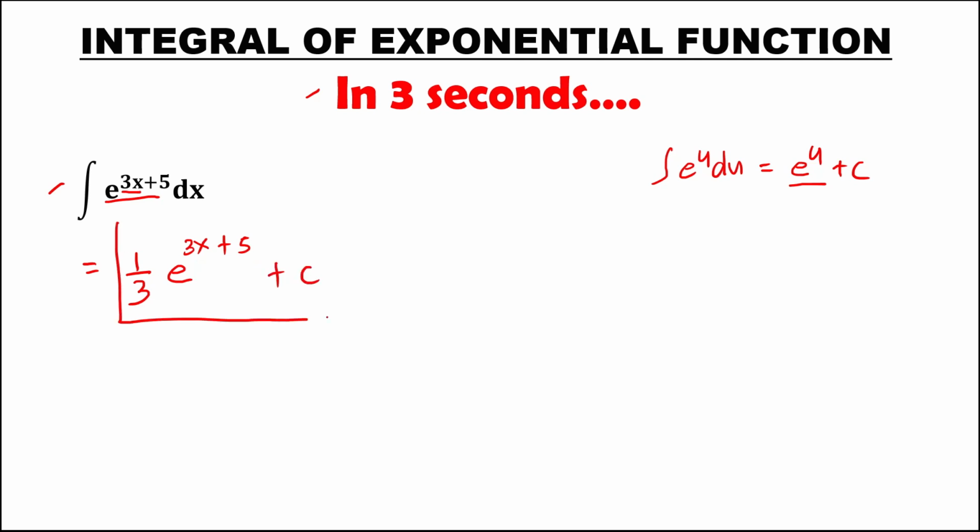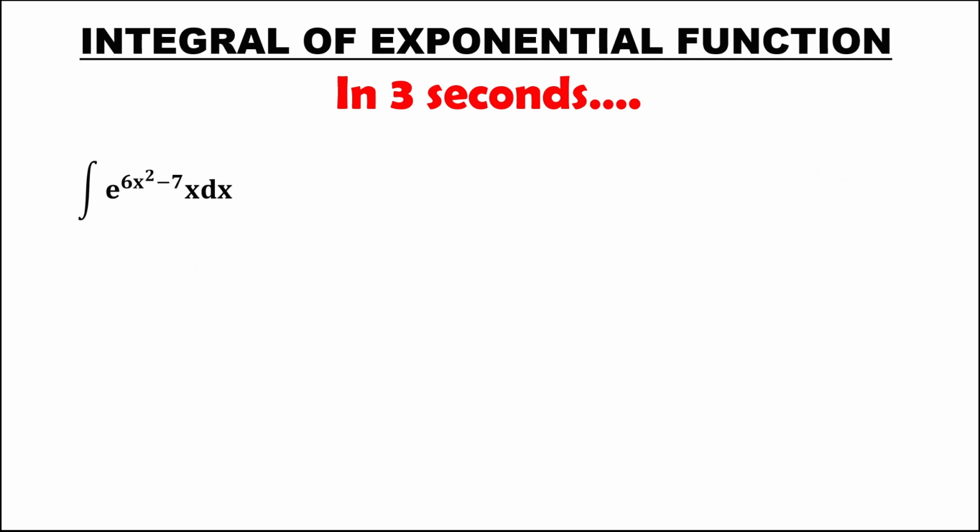then plus c. Then for this given, to evaluate the integral, since the derivative of 6x to the power 2 is 12, so we have 1 over 12. Then copy the given, e to the power 6x squared minus 7, then plus c.